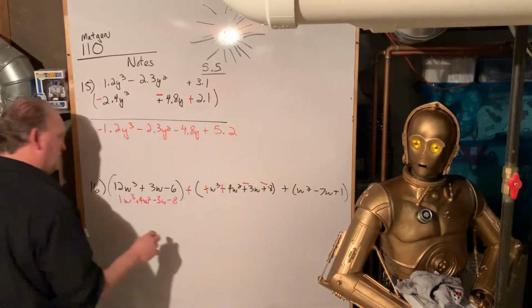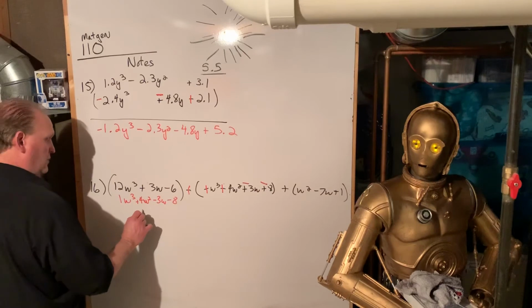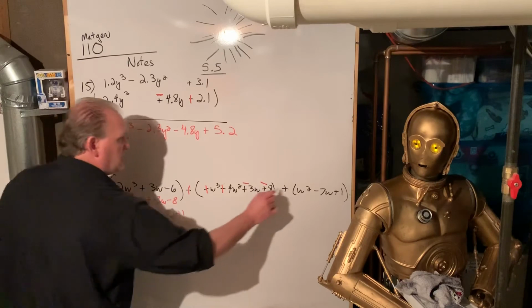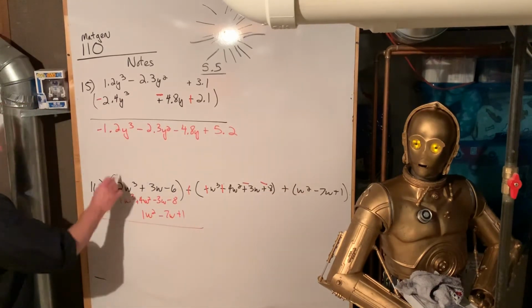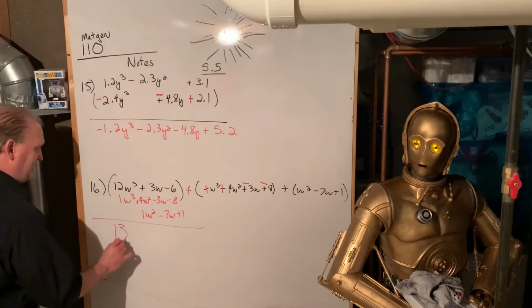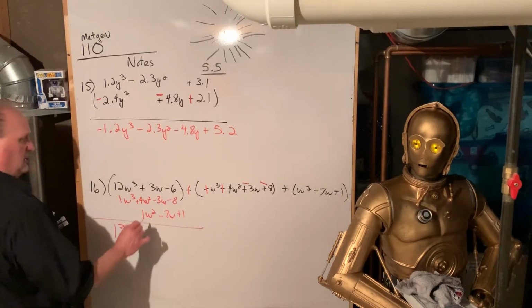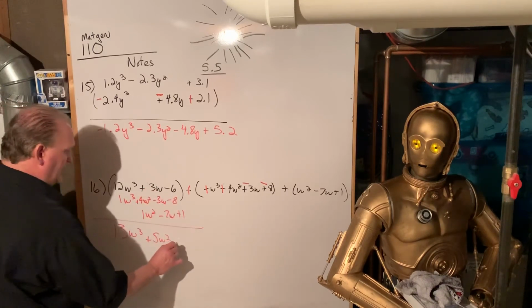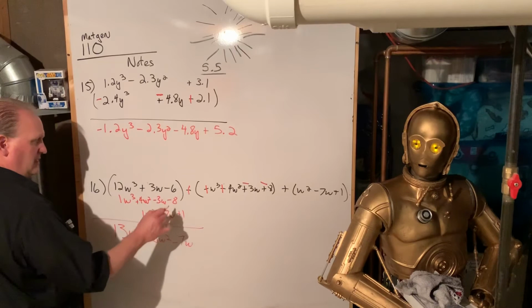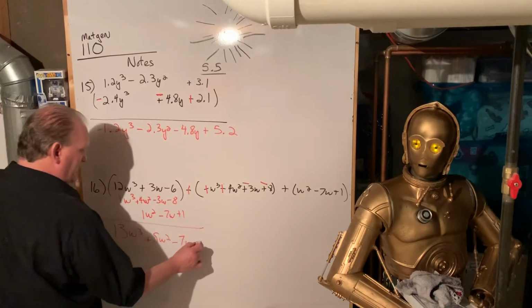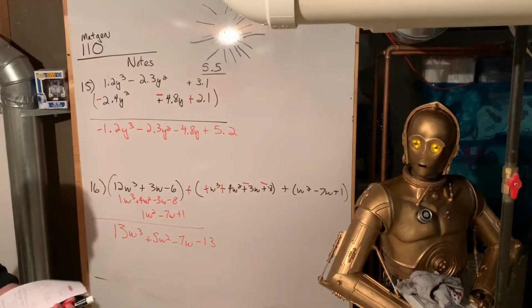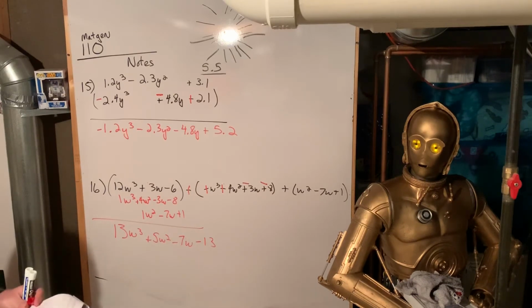And I'm going to do the same thing here. So 1w squared minus 7w plus 1. We don't change the signs on that because there's a plus there. So now we add straight down. So we're looking at 13w cubed plus 5w squared minus 7w, because the 3w's cancel, and negative 14 plus 1 is negative 13. And let me double check that. Is what I had, 13w cubed plus 5w squared minus 7w minus 13, yay!